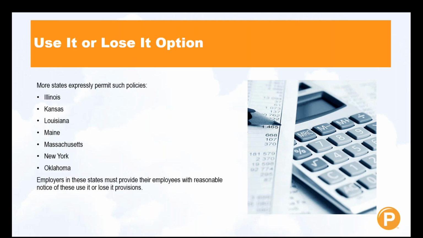And then there are many states that expressly permit such policies, such as Illinois, Kansas, Louisiana, Maine, Massachusetts, New York, and Oklahoma. Employers in these states must provide their employees with reasonable notice of these use it or lose it provisions so that your employees have plenty of time to use their PTO balances. And it's definitely recommended, if not even required in some of these states, that you are notifying your employees of this in writing. This should be in your handbook and in your PTO policy.